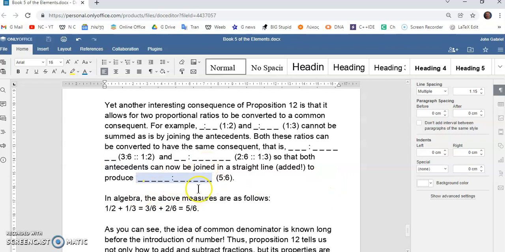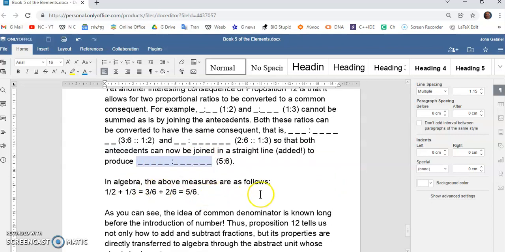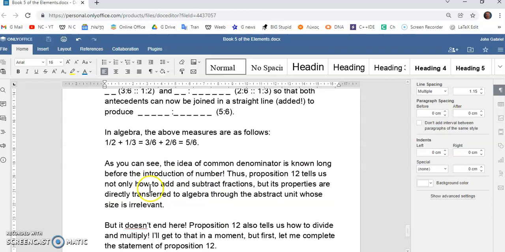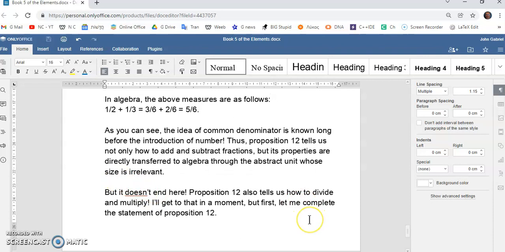Do you see that? Okay, so in algebra, the above measures are as follows. 1/2 plus 1/3 is 3 6s plus 2 6s is equal to 5 6s. And as you can see, the idea of a common denominator is known long before the introduction of number. So thus proposition 12 tells us not only how to add and subtract fractions, but its properties are directly transferred to algebra through the abstract unit whose size is irrelevant.